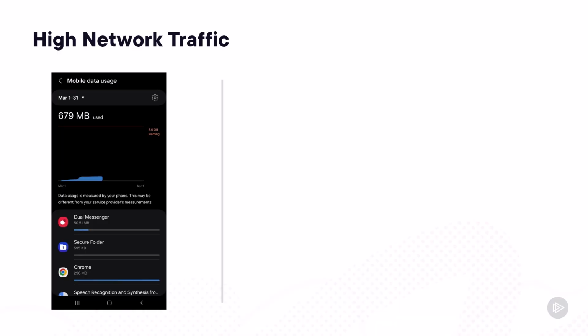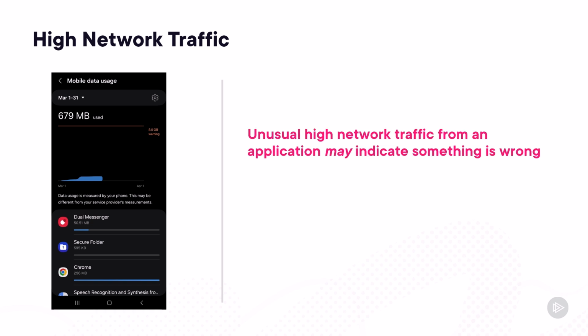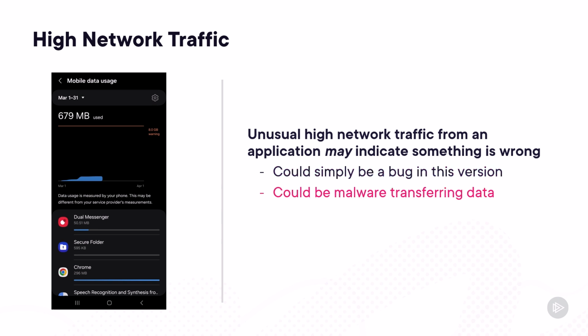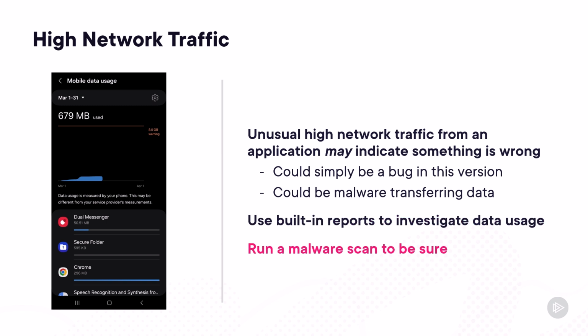The first step in fixing a problem is knowing that it exists. Let's take a look at the signs that a mobile device might be compromised. First of all, you might see unusually high network traffic from an application, which might indicate something is wrong, but not always. It could simply be a bug in this version, or it could be malware transferring data. Use built-in reports to investigate data usage, and look, better safe than sorry. If you're not sure, run a malware scan.